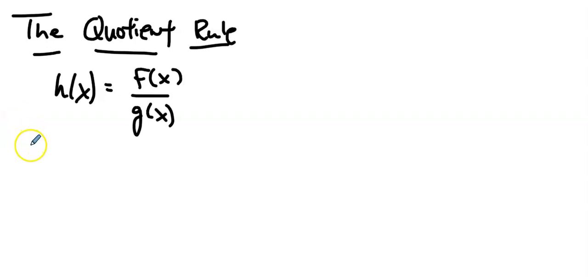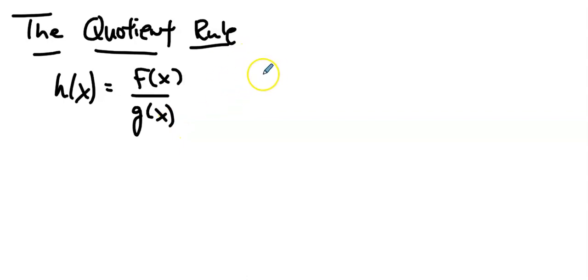Hello everyone, welcome back to lesson number 7 for Calculus AB. This is going to be our derivative rules. We've talked about the power rule, we've talked about the product rule, and now we're going to talk about the quotient rule. The quotient rule sounds exactly like what it means. We have a quotient, which means we have a fraction, and a fraction where we cannot simplify.